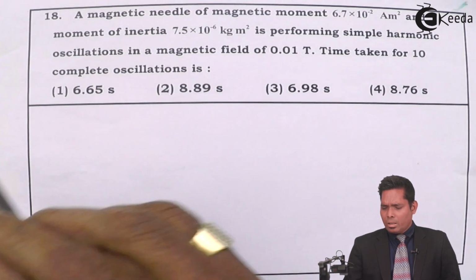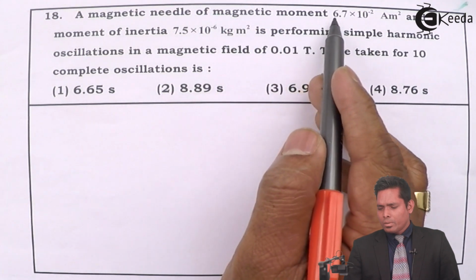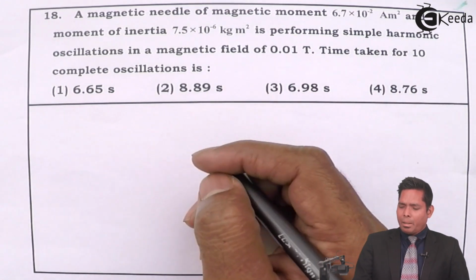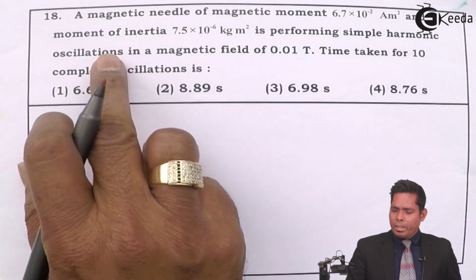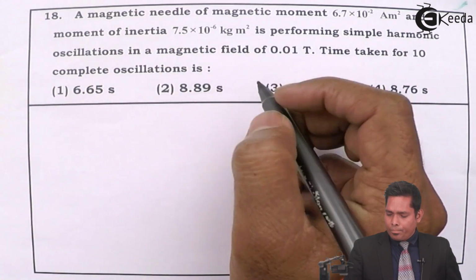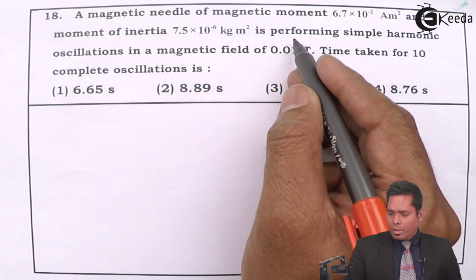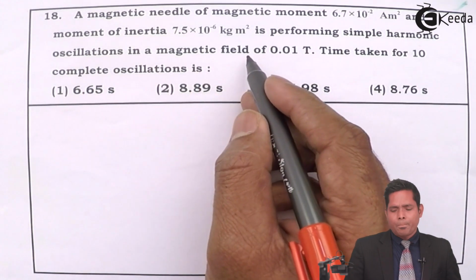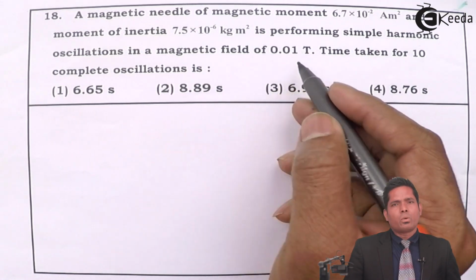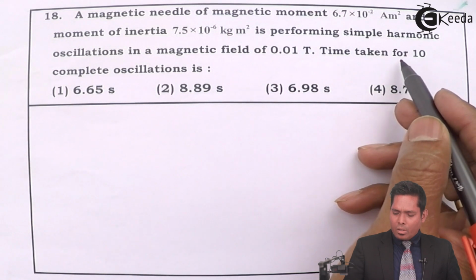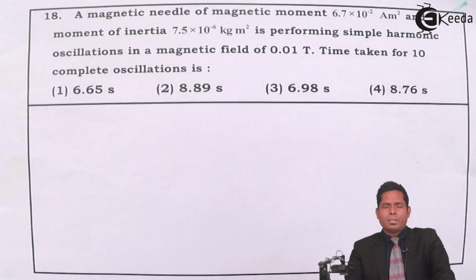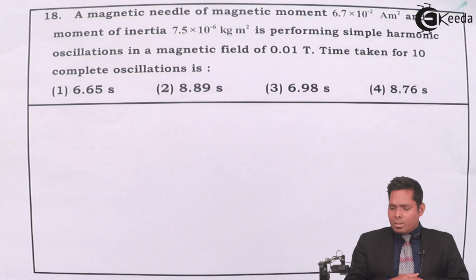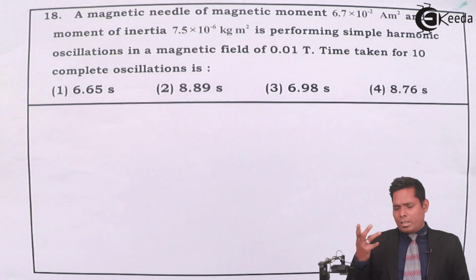It says a magnetic needle of magnetic moment 6.7 × 10^-2 ampere meter squared, that is the magnetic dipole moment, and the moment of inertia of that needle is this value, is performing simple harmonic oscillations in a magnetic field of induction 0.01 Tesla. The time taken for 10 complete oscillations is asked. That means you have to find the time period of oscillation, that is, how much time one complete oscillation takes, and then we multiply by 10.